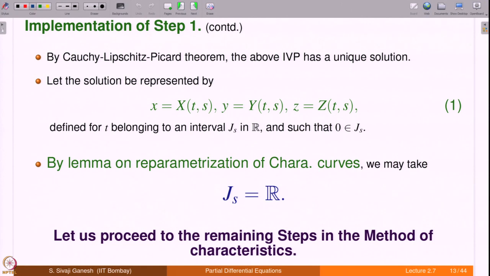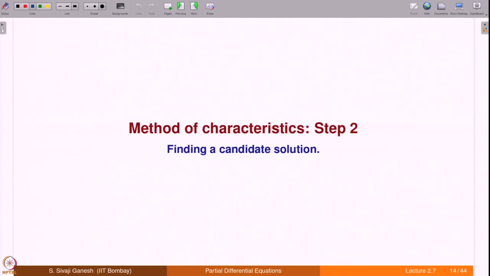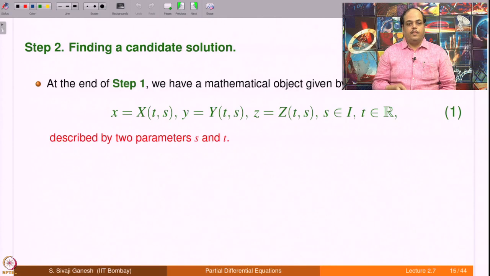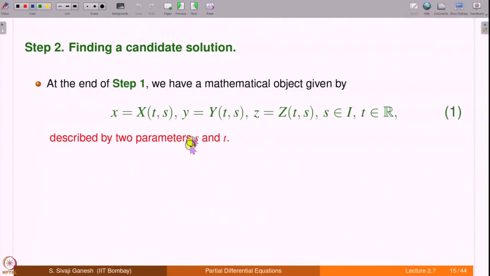So, now let us proceed to the remaining steps in this method. Second step is finding a candidate solution. How do we get that? Of course, we have to take help of what we have achieved so far. This mathematical object is described by two parameters and this lives in R3. So, we hope it is a surface, that is the idea.